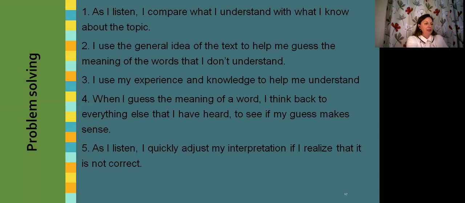So when you read these statements to your students, that's how they realize that they can apply them while listening. That's why this is a teaching tool as well, not only an instrument for research.